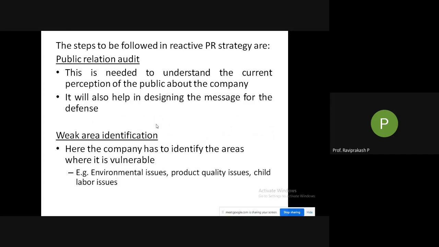Then comes weak area identification, that is, which areas we are in weak or vulnerable. At this particular time, even competitors may try to harm you and capture your market share. So in which areas are you vulnerable? You need to find out and try to strengthen those areas. So these are the PR things, that is two things: one is the reactive strategy and the other is the proactive strategy.